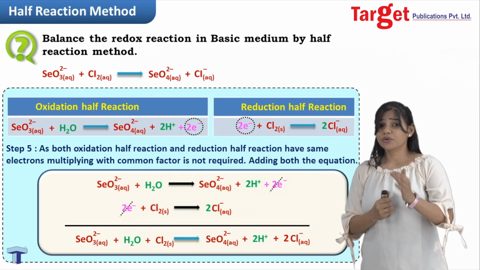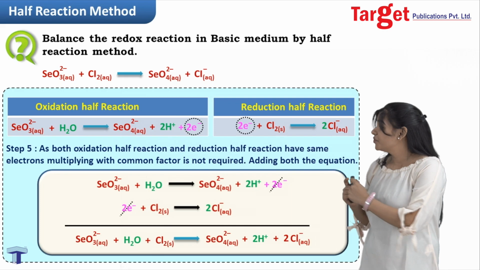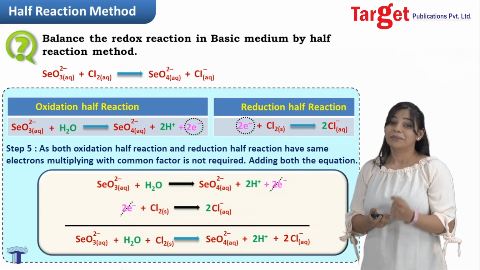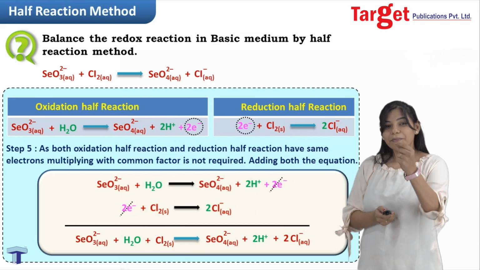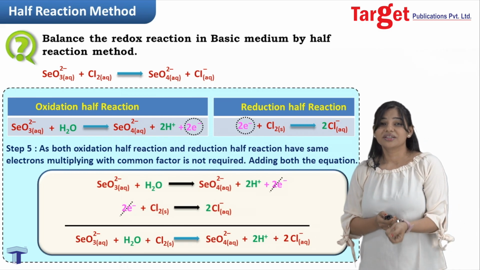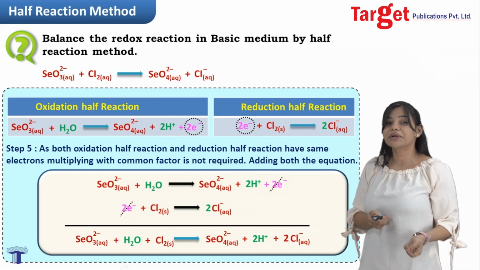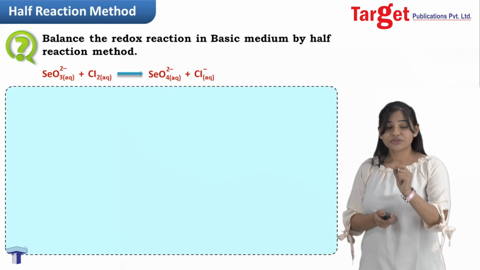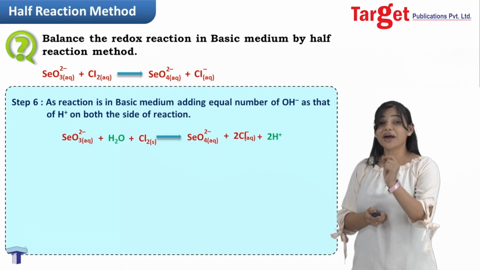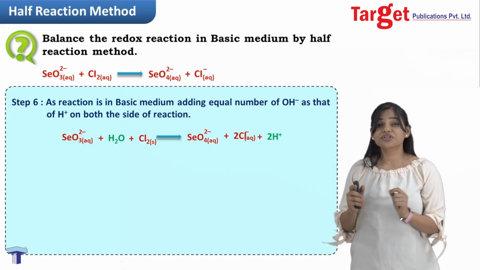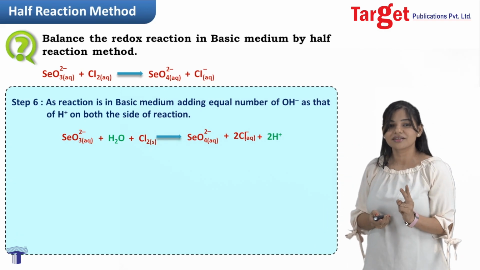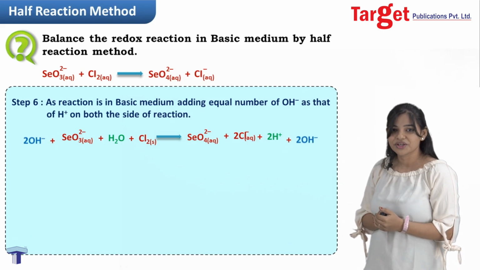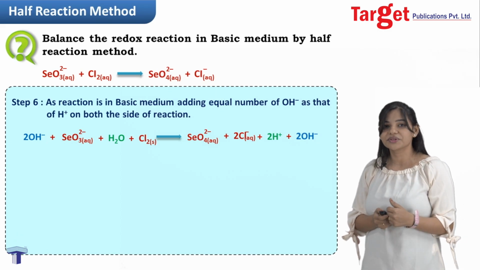Now students, if the question had been in acidic medium, we would have stopped our reaction here, saying it's a balanced reaction. But our question says it's a basic medium. So the additional step for the basic medium will be to add OH- equal to the H+ ions. So in our next step, we will see how to add OH-. Students, if you see on the product side, we have 2H+. So I need to add 2 OH- on both sides of the reaction. So we add 2 OH- on both sides.